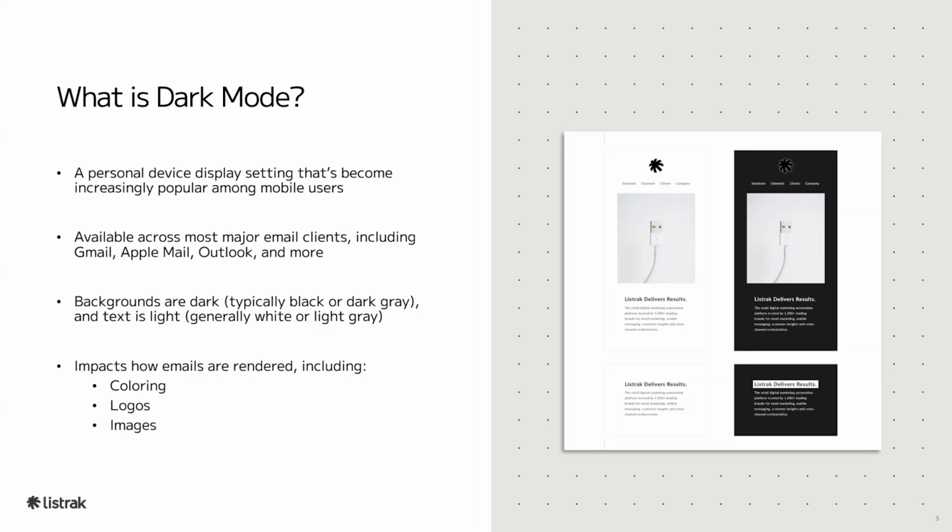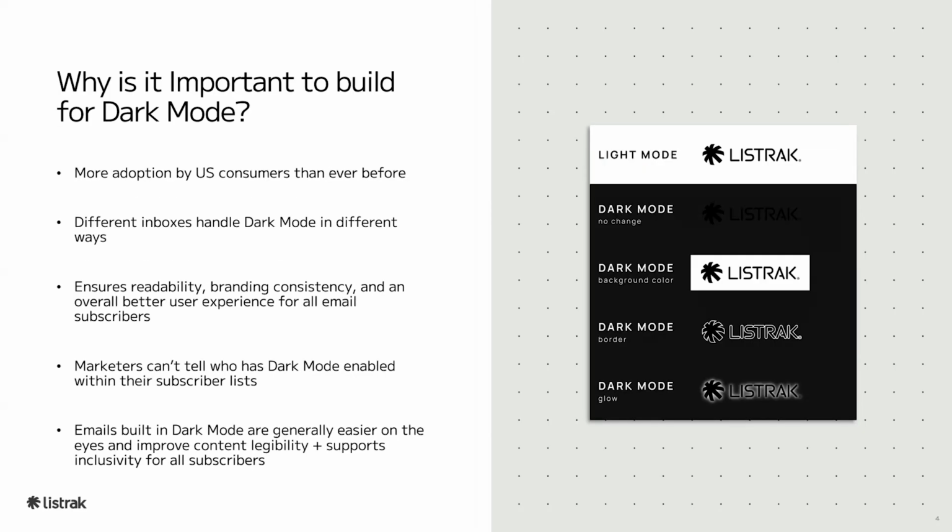What typically happens when dark mode is selected as a user's preferred UI mode is the background colors are darkened and text is lightened. You can see this in the example to the right of our screen. There are, however, impacts to the display of certain colors as well as logos and images and how those are displayed. Now let's address why it's important to build for dark mode.